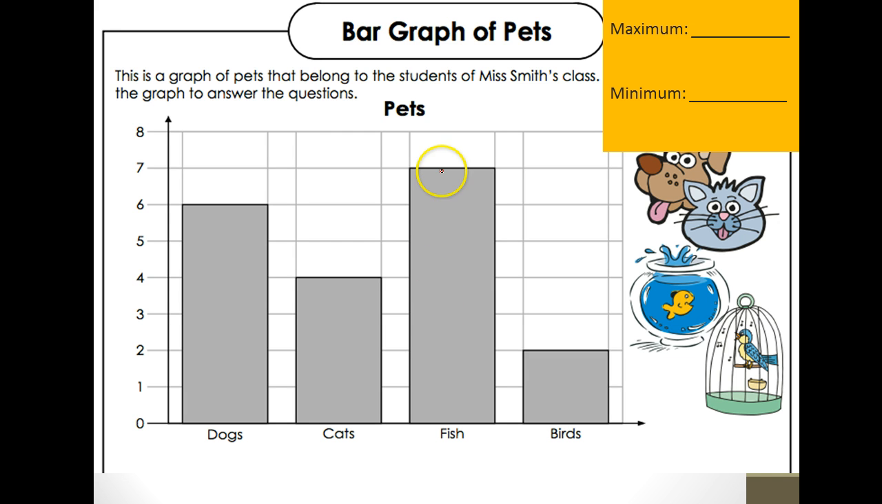That's right, it's fish. If I look at the top of this bar, I can go all the way over to see how many kids it was. The maximum is 7. What is the minimum? Or the least amount? That's right, it's the shortest graph. And if I match that all the way over here, I can see that 2 kids in Miss Smith's class have birds as their pet.